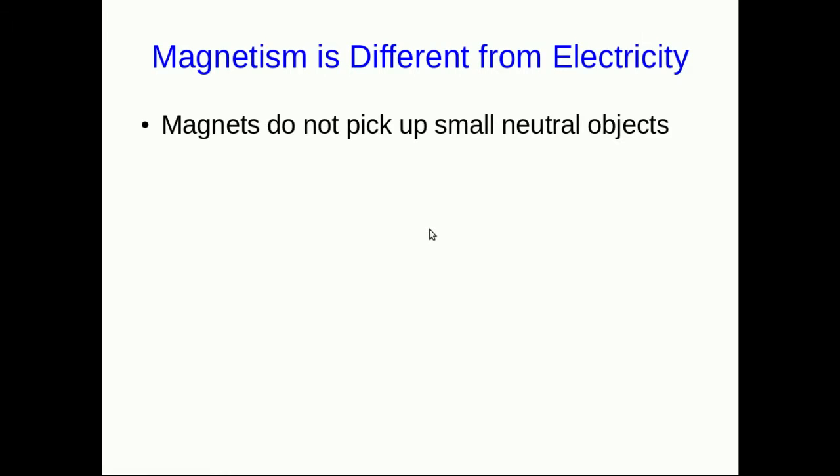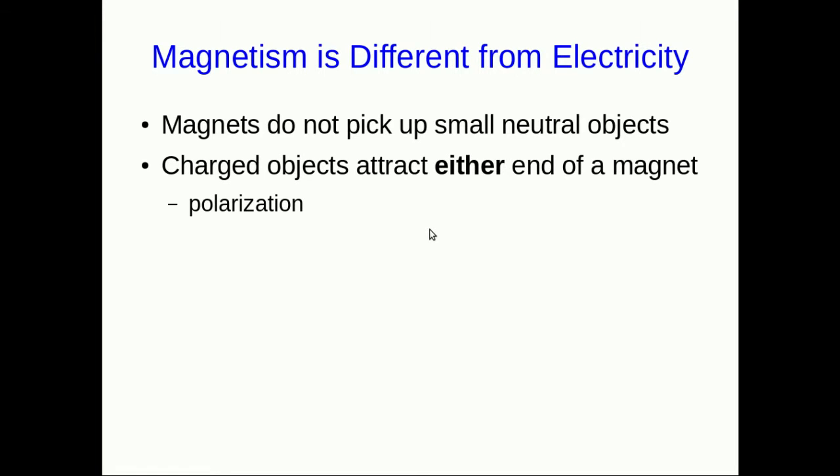So magnetism is different from electricity. The other thing to note is that charged objects will attract a magnet, but they'll attract either end of a magnet, the north end or the south end. That's because all that is polarization. A charged object will polarize a magnet just like it'll polarize anything else. So that's not a magnetic interaction, that's an electrical interaction.